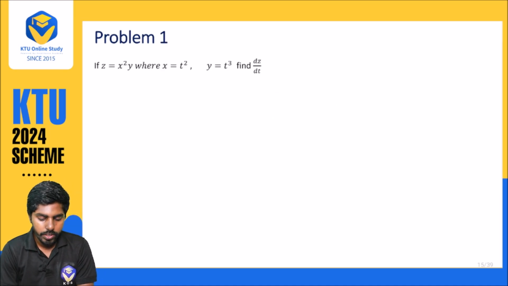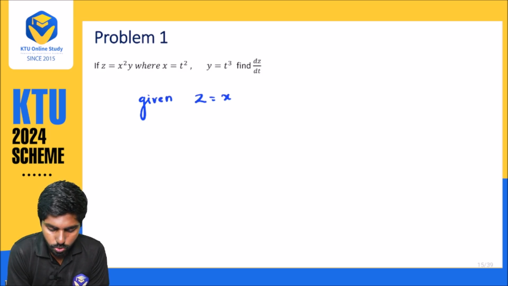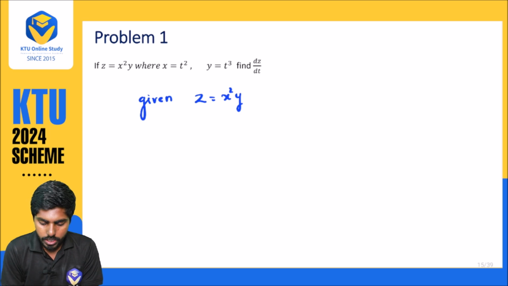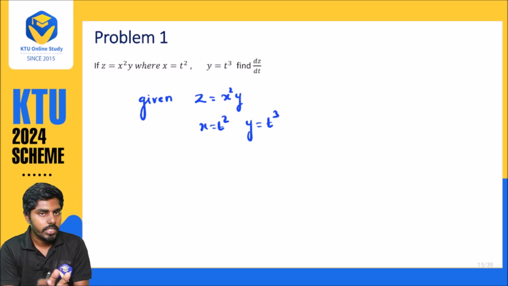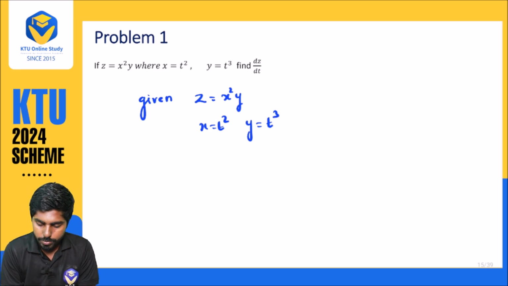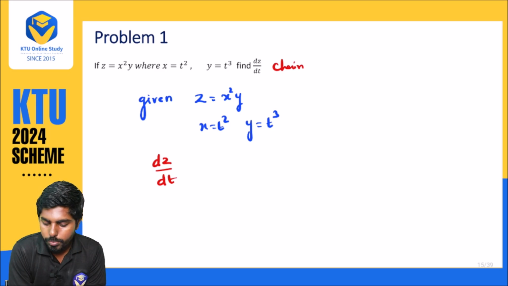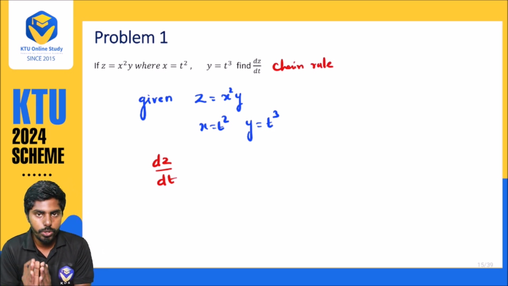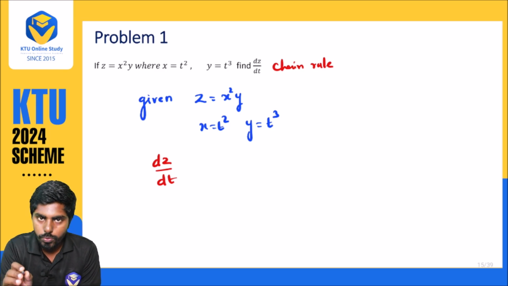Okay, so problem number 1. Just understand the given. First step, given z is equal to x square y, and x is equal to t square and y is equal to t cube. So the topic is chain rule. The question they have asked is dz by dt, using the chain rule formula. They will mention it in our question. So from the given, we want to draw a diagram.